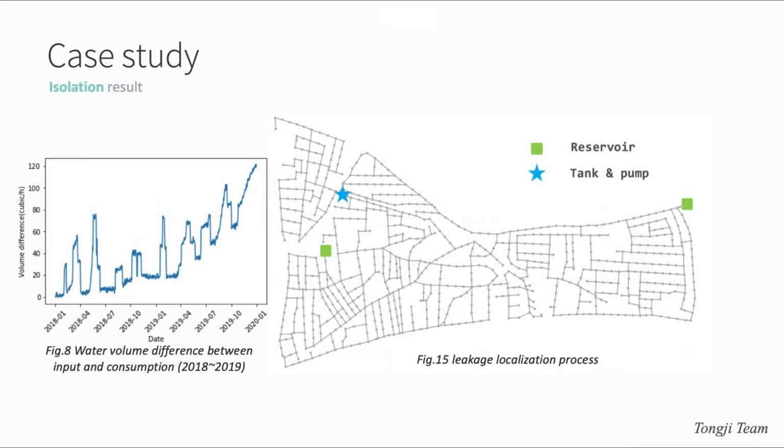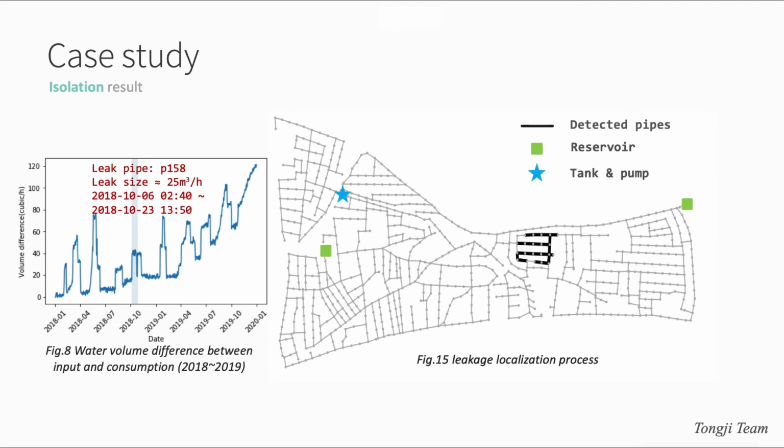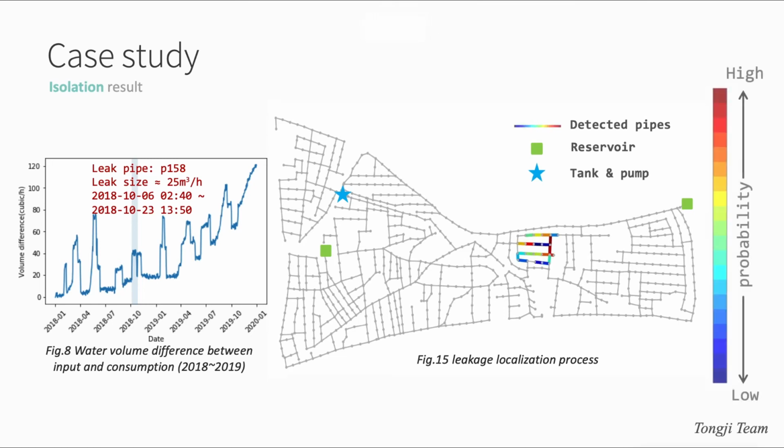Now we come to the isolation part. In order to compare with the existing leak report, we take the leakage that occurred at pipe 158 on October 6, 2018 as an example. First, the constructed leakage characteristics are used to narrow the range of possible leaky pipes. Then real-time simulation helps to get the most likely leaky pipes in 20 seconds.